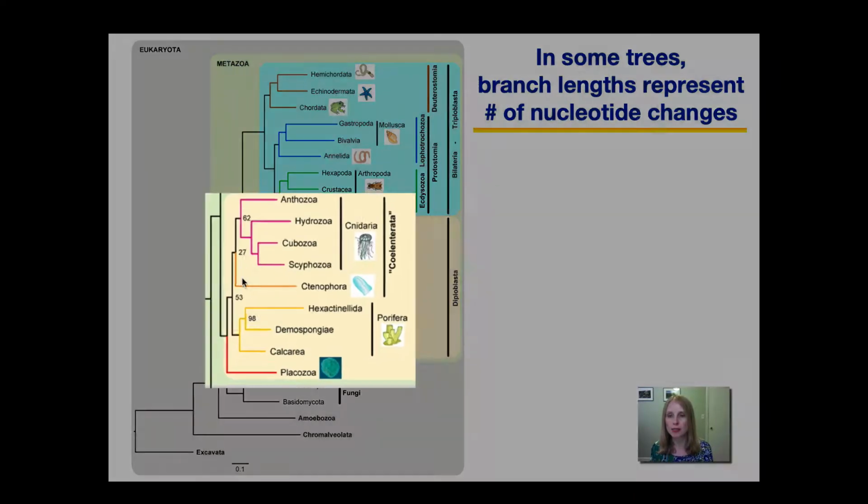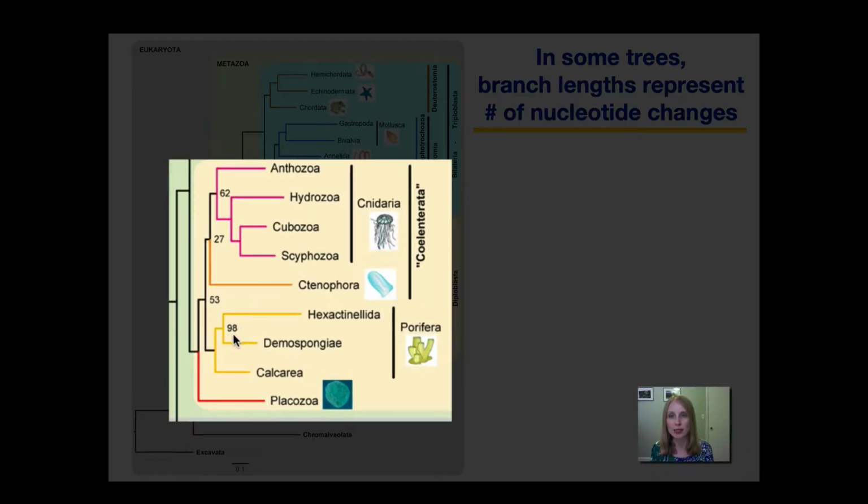You might also notice some numbers here at some of the branch points. These numbers indicate the degree of confidence that the evolution occurred in the way that it's represented here. So for this particular branching, there's a number 98 that indicates a very high confidence that these two groups split off from a common ancestor, as this tree shows. You can see if we go further back in time to a more distant common ancestor, this degree of confidence is lower.